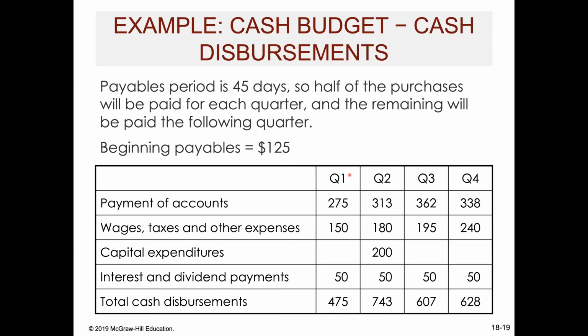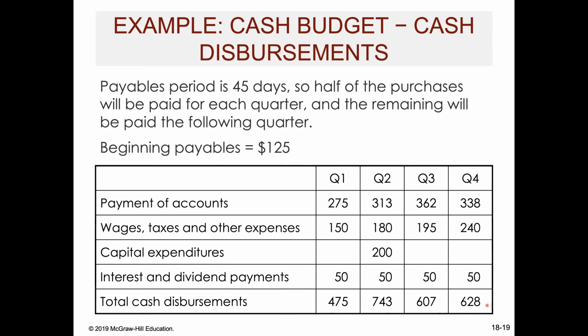Okay, hopefully that makes sense. If not, please go back and re-listen to that. This 275 is the 125 that we're going to pay this quarter, plus 150 million, which we're going to end up paying this quarter for materials we purchased looking forward to Q2. Wages 150. Also, interest and dividend payments are 50. I've already gone through these bottom numbers, but you can see again total cash disbursements of 475, 743, 607, and 628.